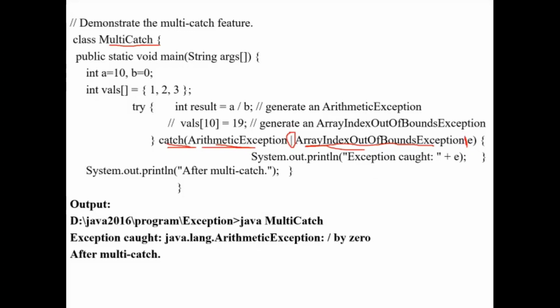When the divide by 0 exception occurs and I print this object, what will it print? It will print java.lang.ArithmeticException: / by zero. If an array index out of bound exception occurs, then it will print the array index out of bound exception. Okay, understood? Multi-catch understood? Say yes or no.